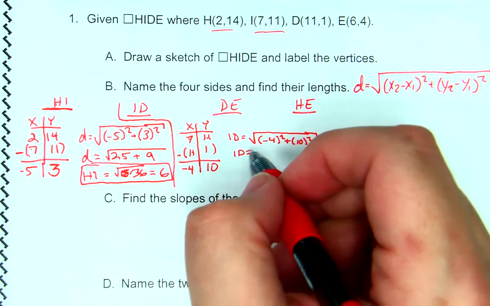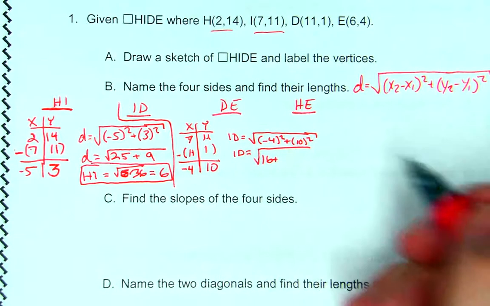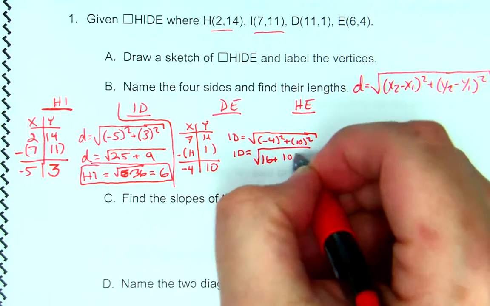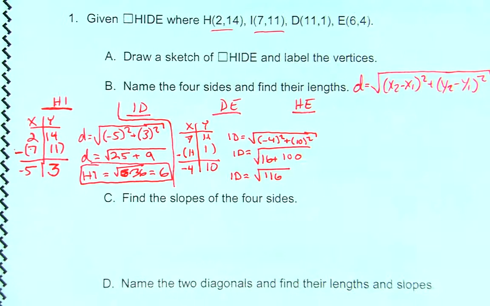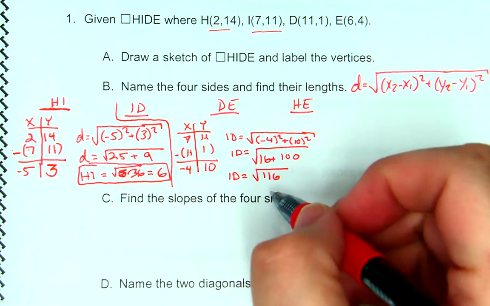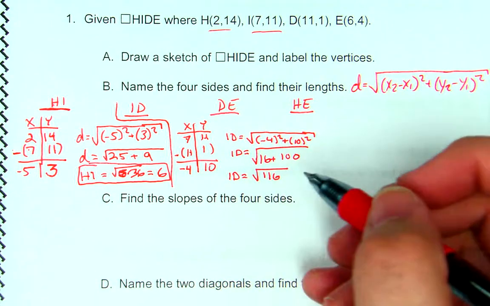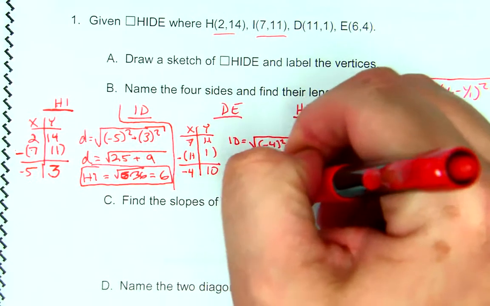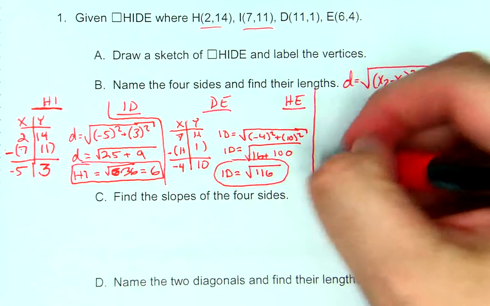Well, what's negative 4 squared? What's 4 times 4? 16. So I got the square root of 16 plus 100. So ID is equal to the square root of 116, and then leave it. This is the exact value, so it's good enough for now. No, you don't have to do it as a decimal. So I got ID. Now I'll draw a little line there, and I'm going to work on DE.